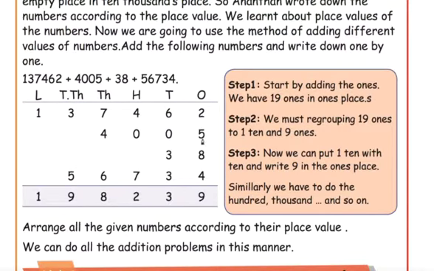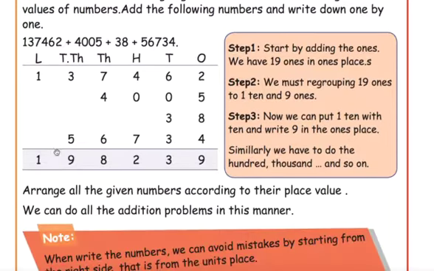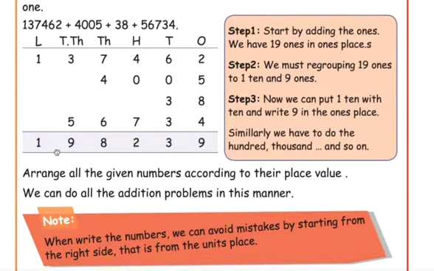If you add these two, 7 plus 12, 19, 1 will appear here. So 6 plus 1, 7, 7 plus 3, 10, 10 plus 3, 13. So 1 again will appear here. 5 plus 7, 12, again 1 will appear here. 8 plus 4, 12, 13. 1 will appear here. 4 plus 5, 9. Yeah, this is also correct. Arrange all the given numbers according to their place value. We can do all the addition problems in this manner.